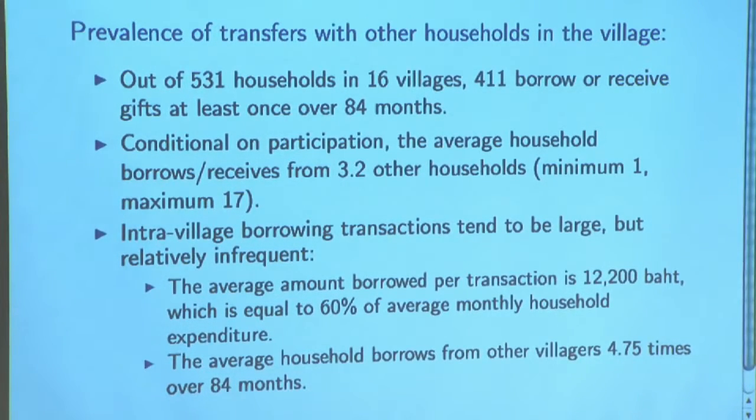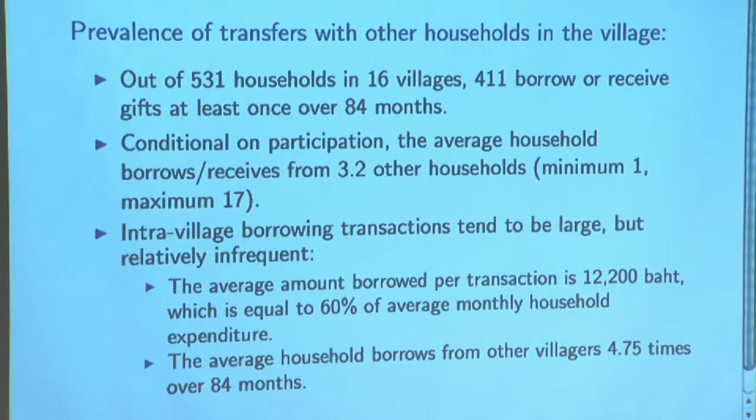And when it happens, typically, depending on which line you're looking at, 3 to 5 times during this sample. And the amounts are large. The borrowing transaction is like 60% of your monthly income. So, take your student stipend and it's a big number. No, I'm not saying your stipend, it's a big percent.